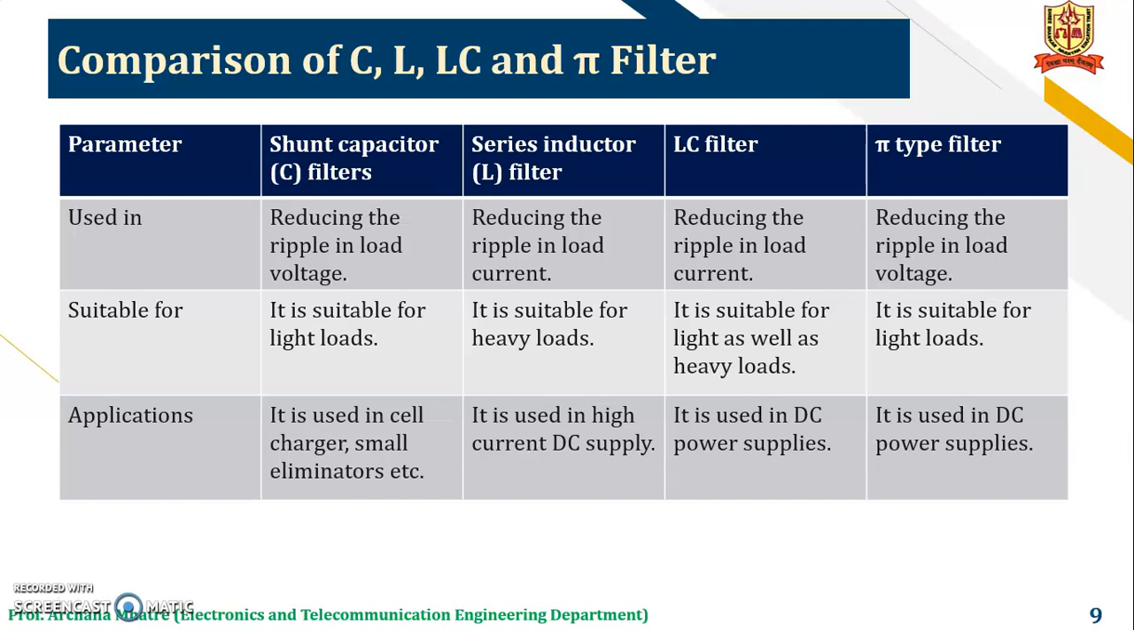Next parameter is application. C type filter is used in cell chargers, small eliminators, etc. L type filter is used in high current DC supplies. LC filters are used in DC power supplies, and pi filters are used in DC power supplies. So this is the comparison between the filters.